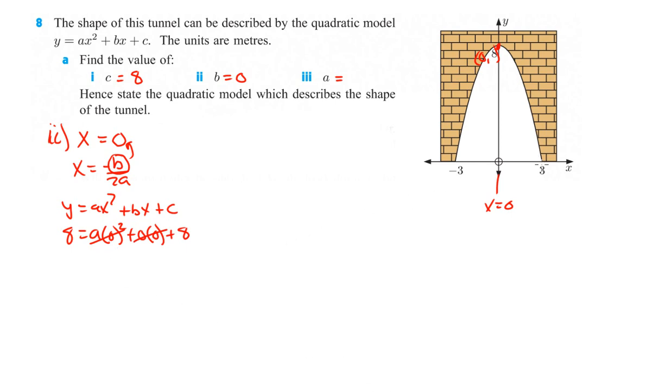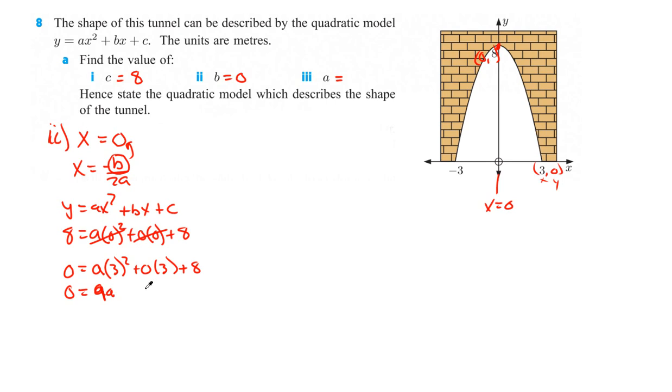Okay, let's try this instead. We can actually use either one of these points here. So we know that this is 3, 0. So let's use that for x and y and try that instead. So we get y is 0 equals a times 3 squared plus, we know that b is 0 times 3, plus c, which is 8. Okay, so we get 0 equals 9a plus 8.